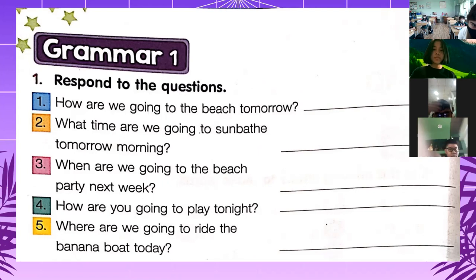So what time? So up to you. So if you want 8 a.m., 9 a.m., 10 a.m., and it is morning, okay? It should be a.m. So we are going to sunbath at 9 a.m. 8 a.m., okay?